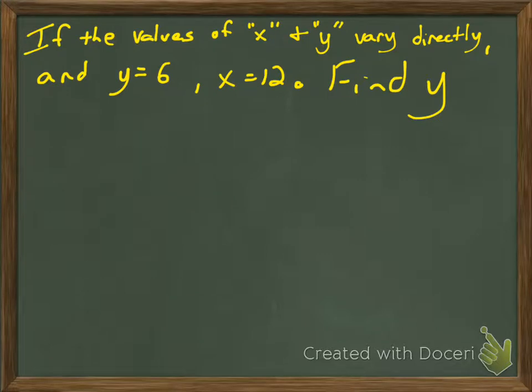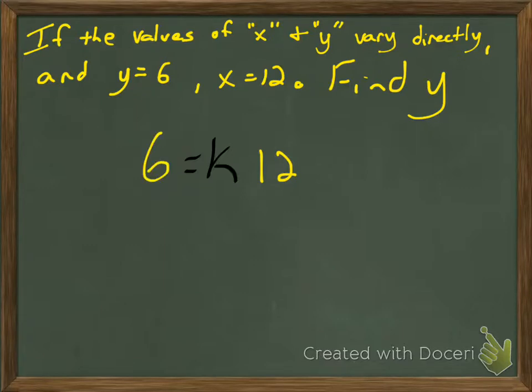So let's go on. Now, if the values x and y vary directly, and y is 6 when x is 12, find y. So this is telling you to find the equation for varying directly. This is actually pretty easy. You write the direct variation equation, which is that, and you plug in the values. So x is 12, that means 12 is going to go here. Y is 6, so 6 is going to go here.